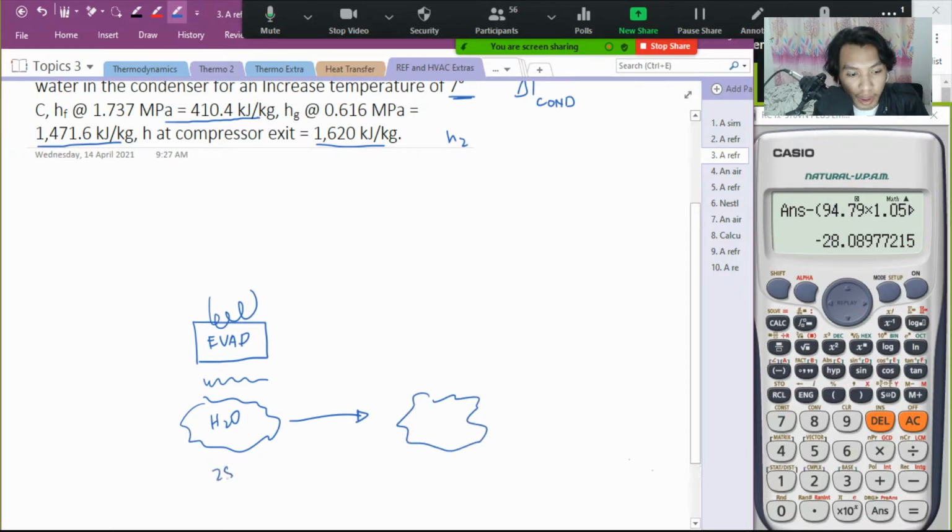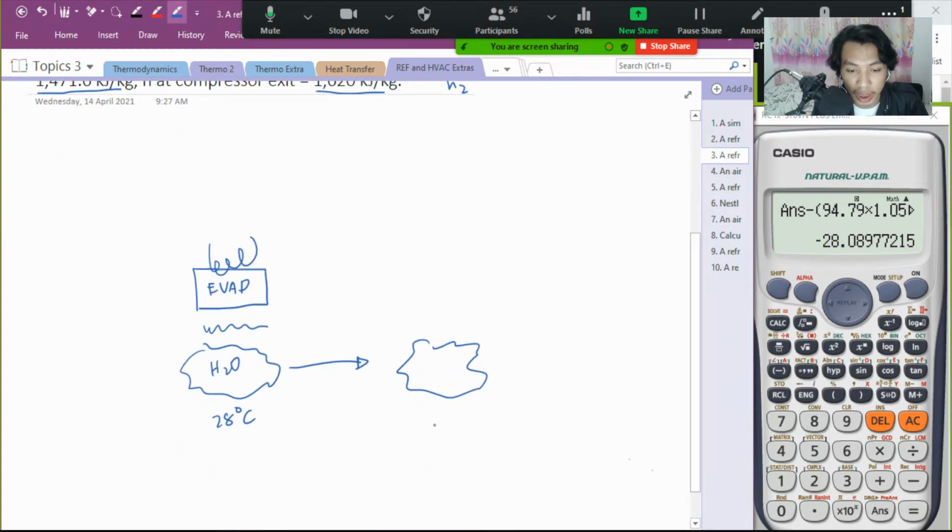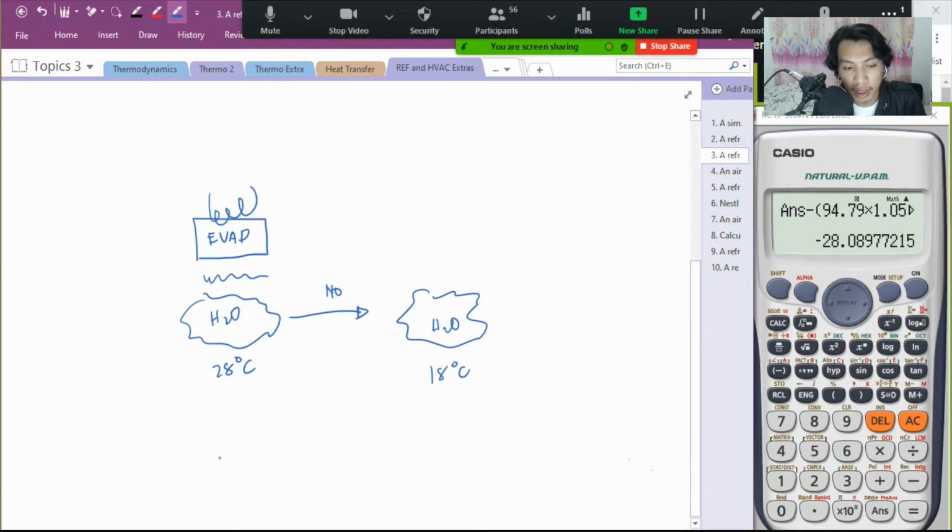This is 28 degrees Celsius water to 18 degrees Celsius H2O. Sinabi ba dyan na nag-change siya ng phase? No. Okay? No change in phase. Ibig sabihin, sensible heating lang yan. Then kapag sinabing sensible heating at constant pressure lang naman, Q will be equal to mCp delta T. At ano nagbigay ng init dyan? O yung refrigerant mo.